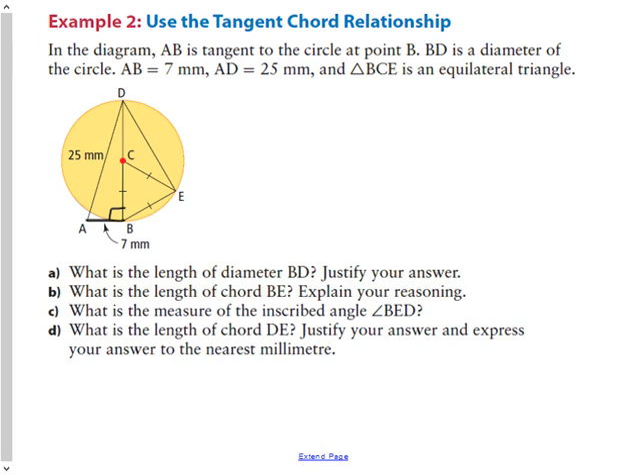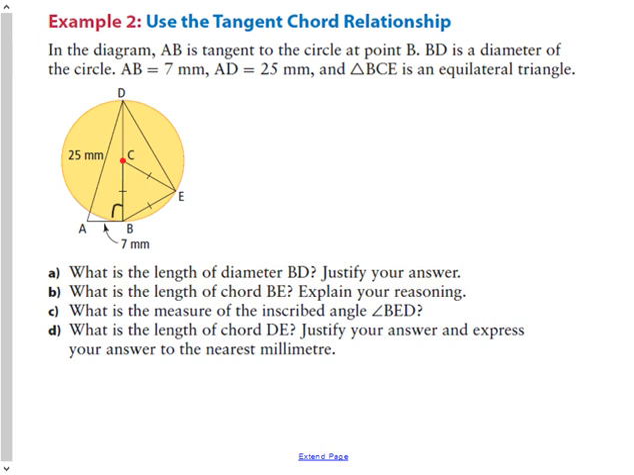AB equals 7, which is marked right here. AD equals 25, which is marked right here. And triangle BCE is an equilateral triangle. So that's all the information we have. Okay, I'm going to put my 90-degree angle here. And we're supposed to figure out 4 questions.